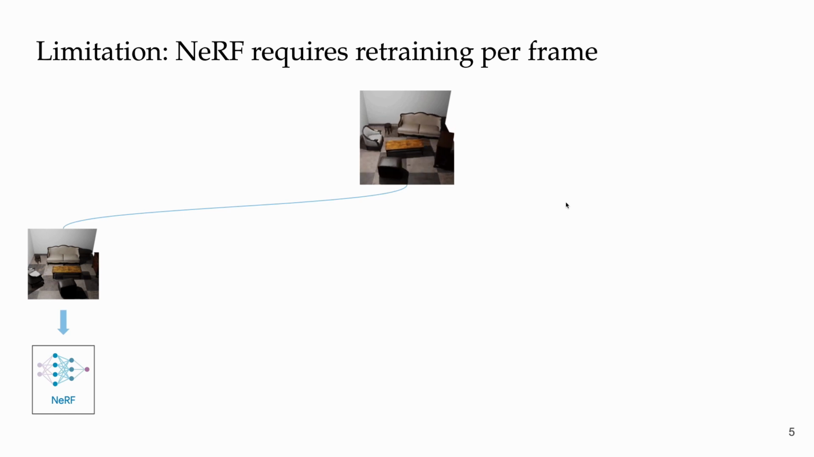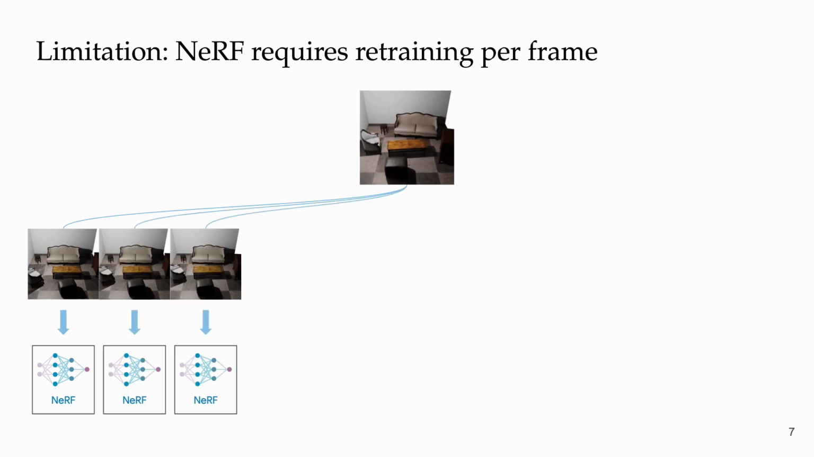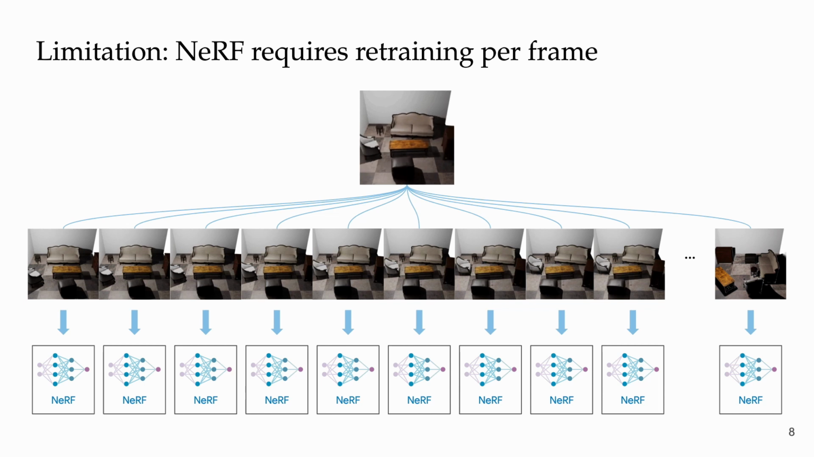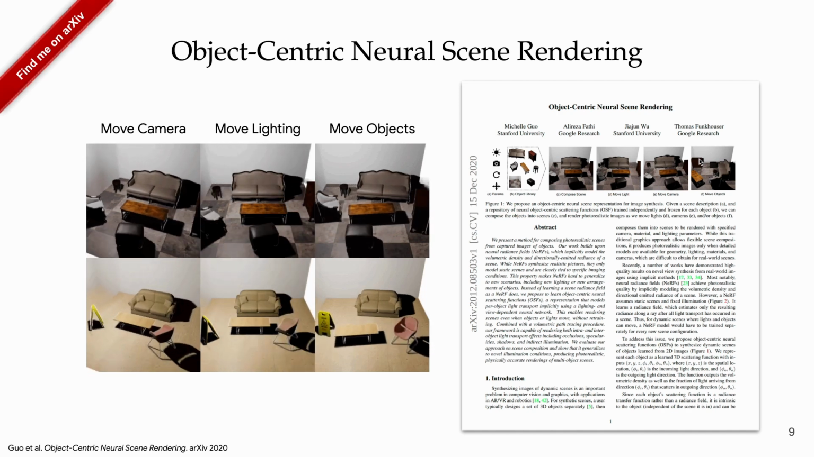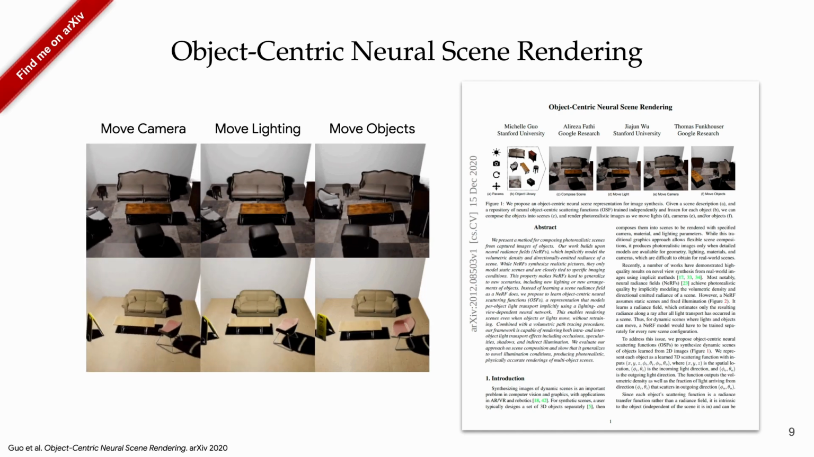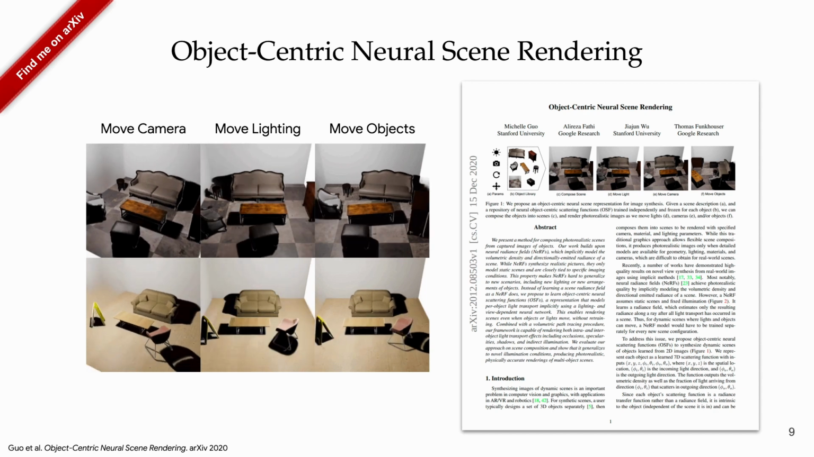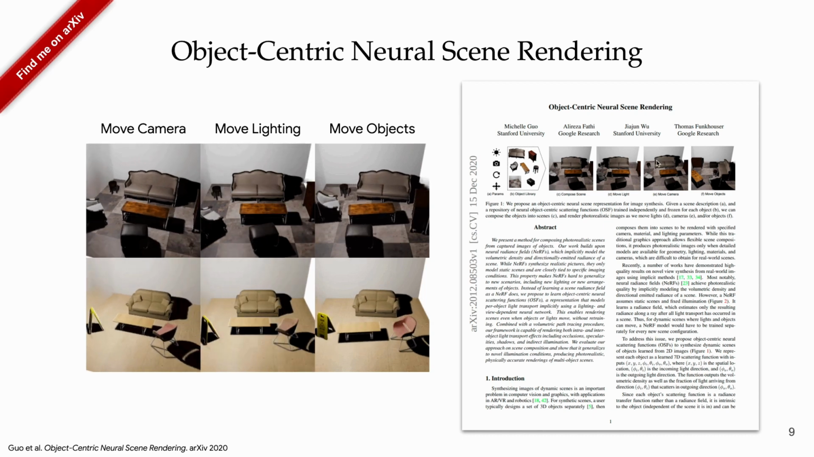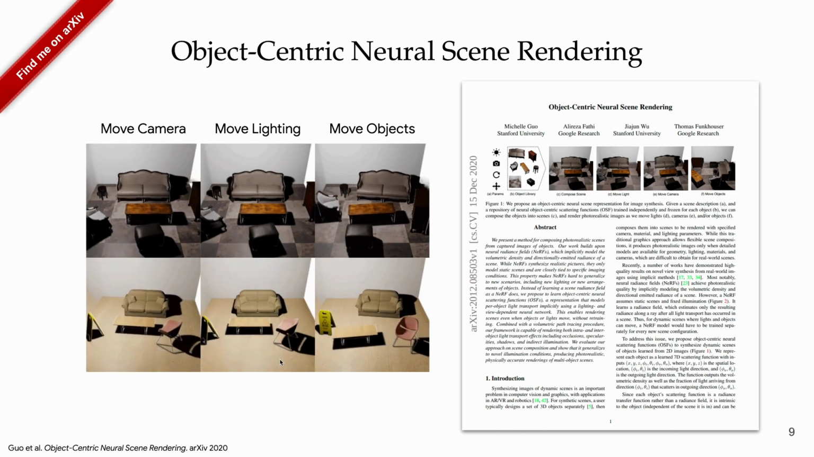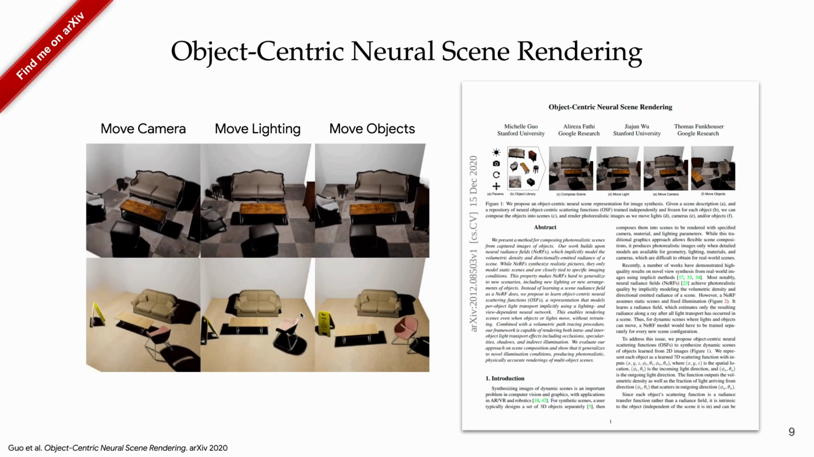Naively, what we could do is train one NeRF for every single frame in a video. Each time the object moves a little bit, we can retrain a NeRF. That way we can have a NeRF for each frame and then represent the entire video. But that is really inefficient, and that brings me to the work I'll be talking about today, which is object-centric neural scene rendering. The goal of this work is to address the limitation I just described: how can we represent dynamic scenes without having to retrain every single frame?